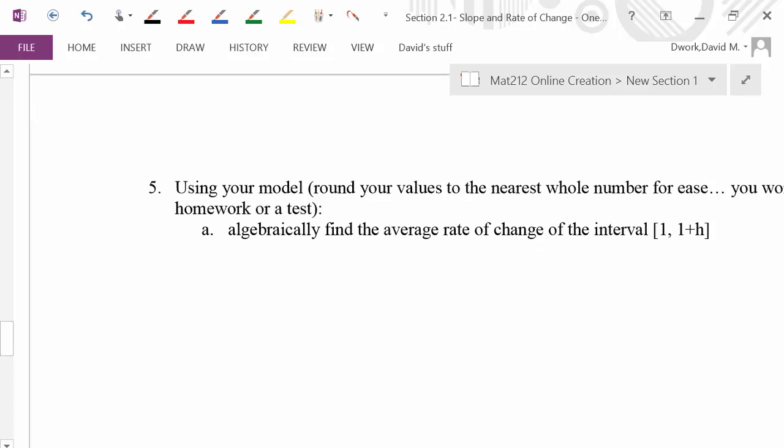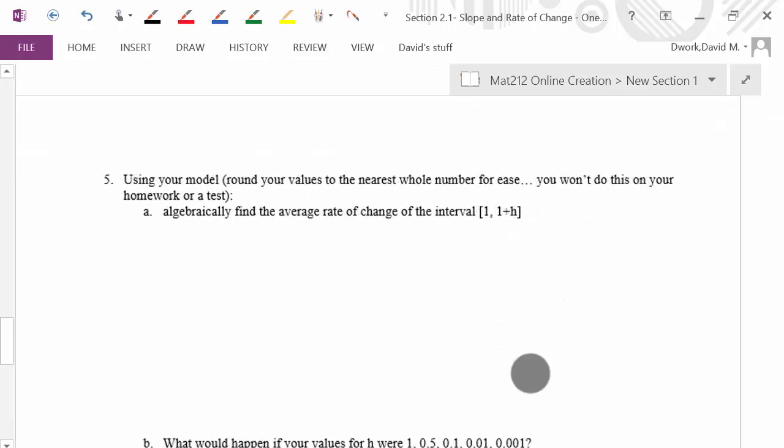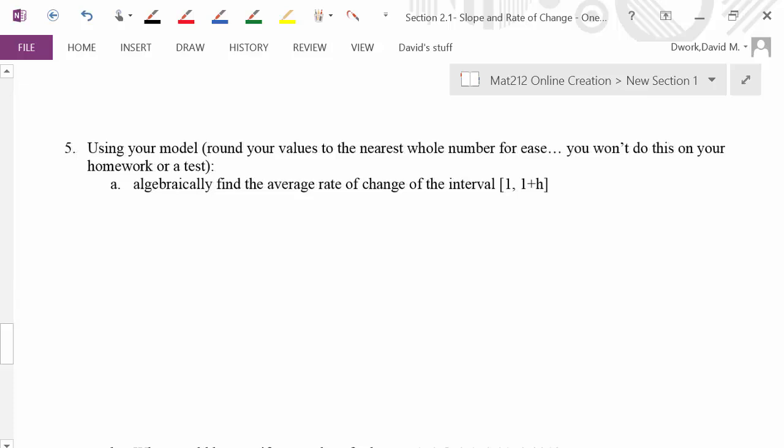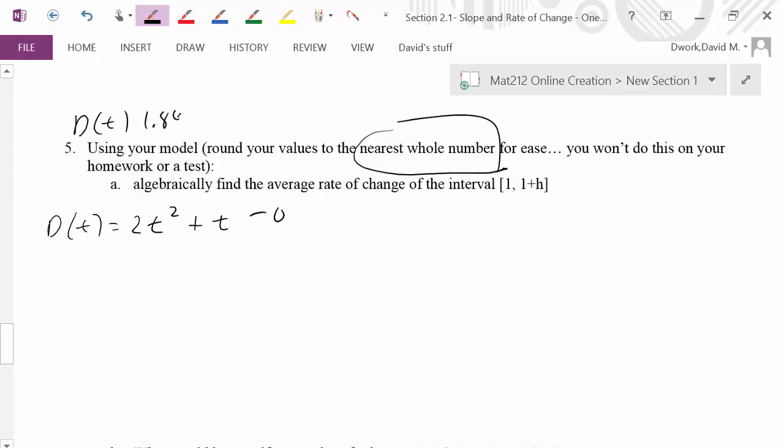Okay. All right, let's finish this up. Now, a little bit of harder algebra for you. Using the model that we calculated way long ago, round your values to the nearest whole number. We normally wouldn't do this. I'm just doing it because otherwise the algebra is going to become really bad. So what would that be? For me, that would be 2t squared plus 1t, or just t, minus 0. Because our original model was 1.84t squared plus 1.41t minus 0.0983. So rounding to the nearest whole number, we get this.